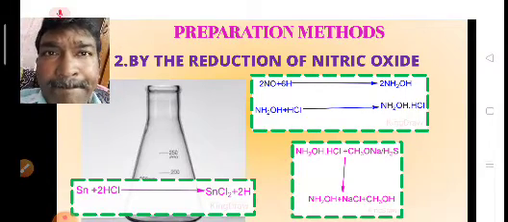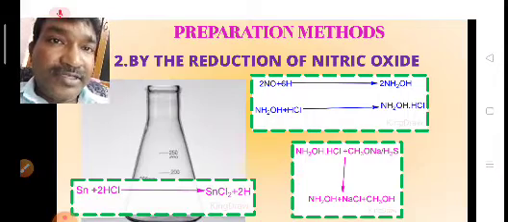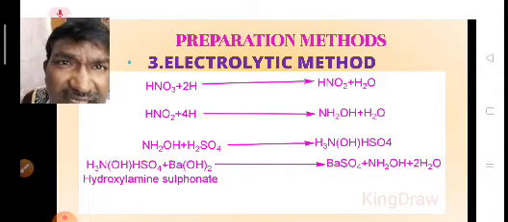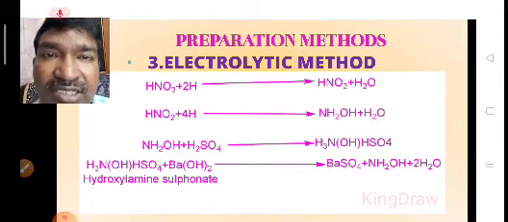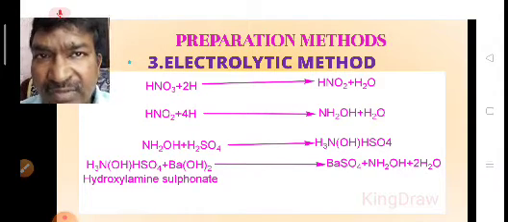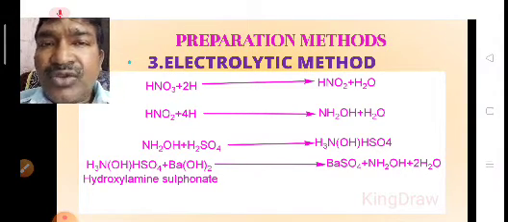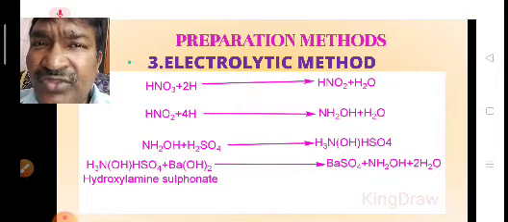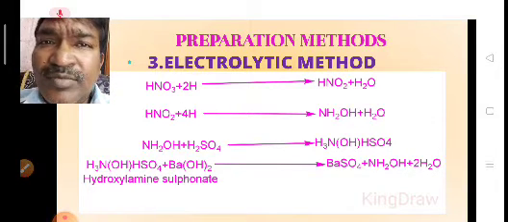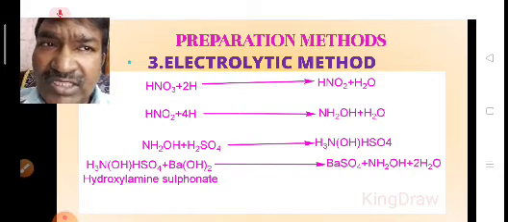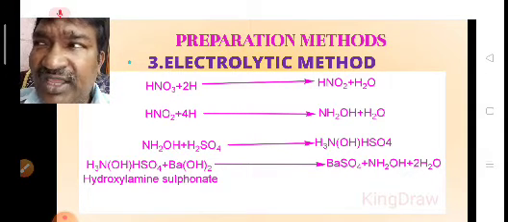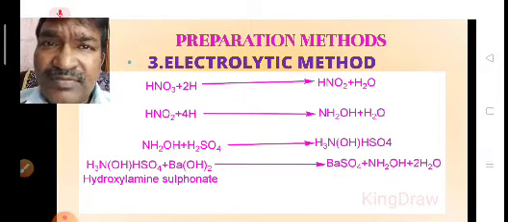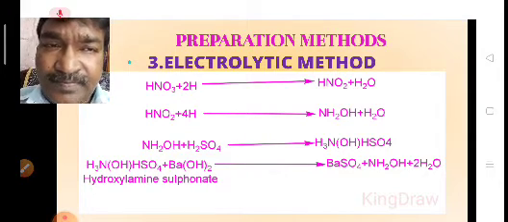Then we move on to the third method. The third method is the electrolytic reduction method. Here in this method we make use of electricity to reduce the nitric acid. First method is the reduction of nitrous acid. Second method is the reduction of nitric oxide. Third method is the reduction of nitric acid. So we are making use of nitric oxide as well as nitric acid.